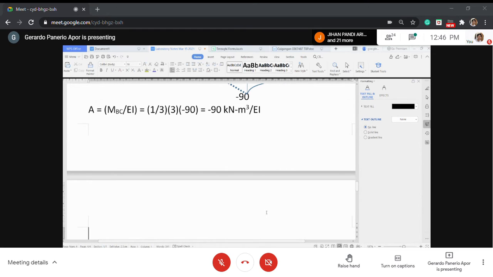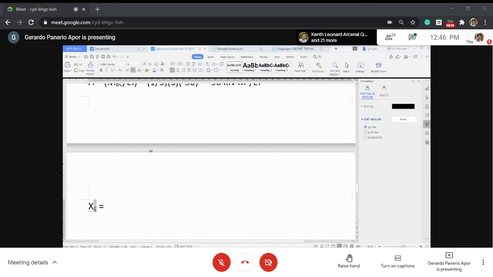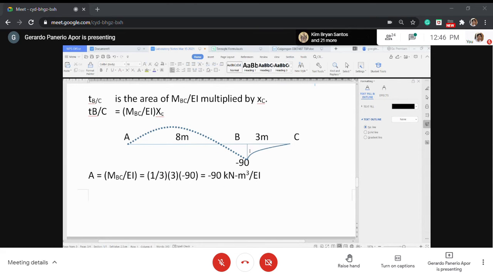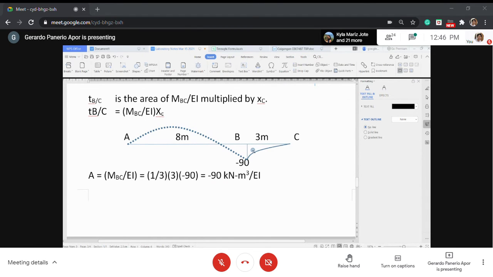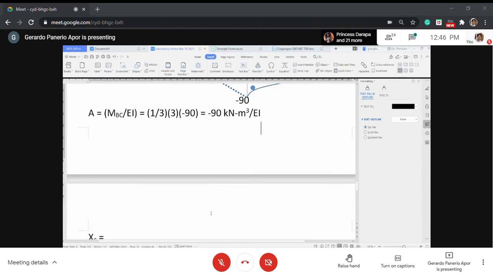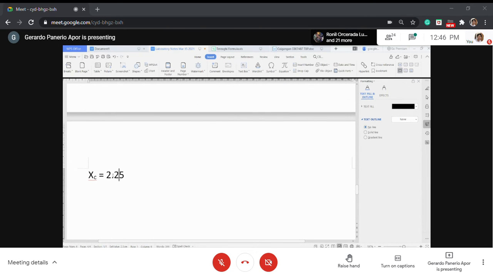So, how about x of c? X of c. Okay, it's all about x of c. Kanang x of c, kung parabola na siya, iyang tawag na centroid na din. Ang distance na naiikan sa B is 3 divided by 4. So, 3 divided by 4 is 0.75. That means, ang distance ng centroid to C, may mo na siya 2.25 meters. So, that's 3 minus 0.75, that's 2.25 meters.